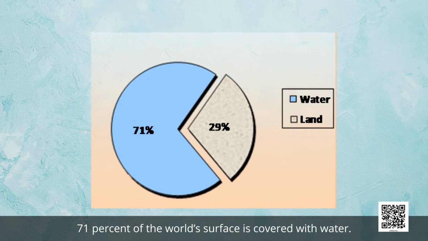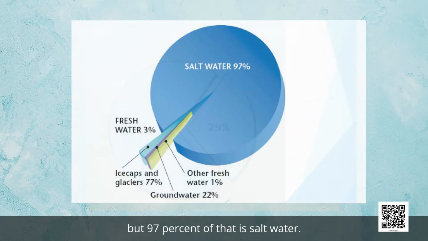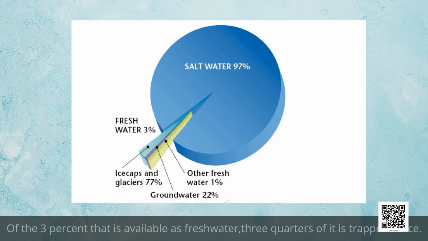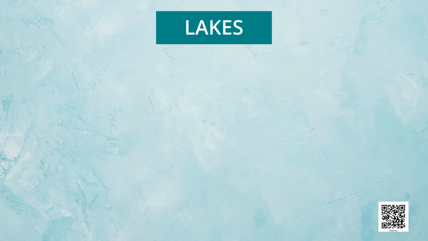71% of the world's surface is covered with water, but 97% of that water is salt water. Of the 3% that is available as fresh water, three-fourths is trapped as ice. From rivers, now we move to the lakes.